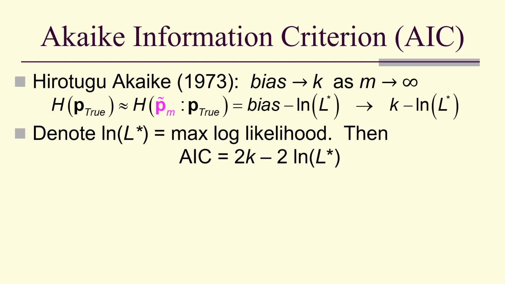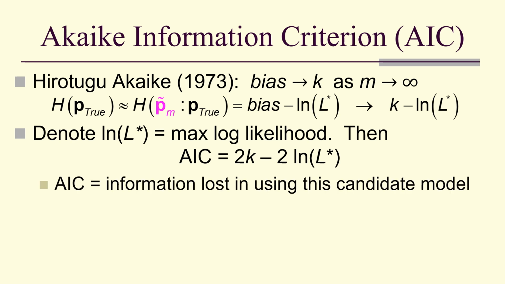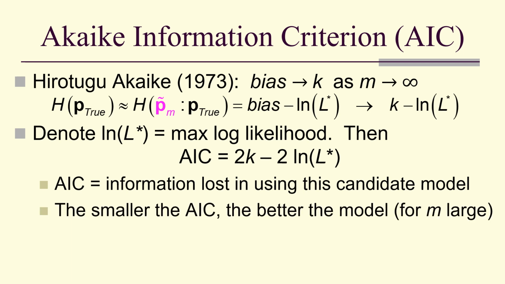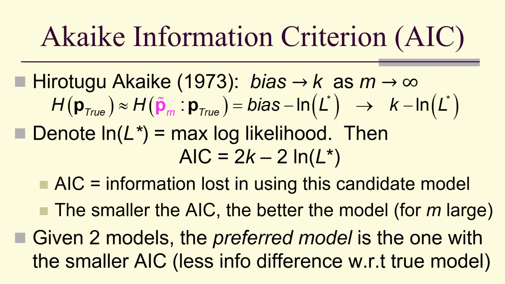So the AIC is defined as 2k minus 2 log L star. For reasons that are not important, we like to put the 2 in there. So the AIC is the information lost in using this candidate model with the beta parameters up to beta k. The smaller the AIC, the less information lost, therefore the better the model, as long as m is sufficiently large, because remember the empirical has to converge to the true. Given two models, the preferred model is the one with the smaller AIC.